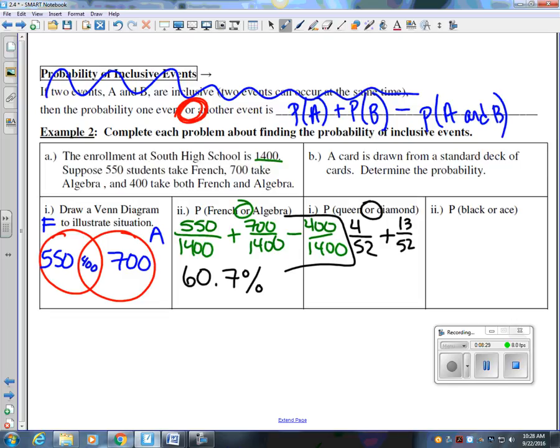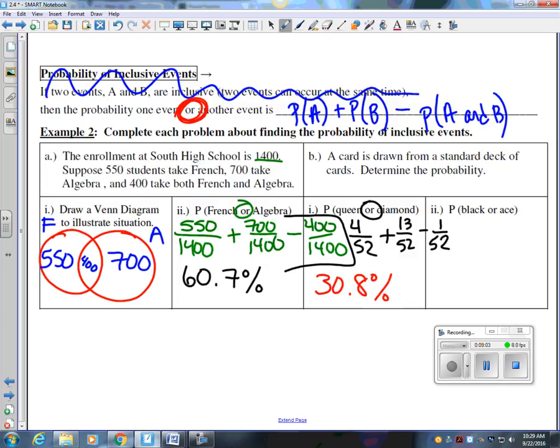Cole, are there any cards that are queens and diamonds? Yes, there is a queen and a diamond. How many cards are queen and diamonds? Right here. There's one card that's a queen and a diamond. So you have to minus 1 over 52. Okay. Anybody got that one? Good.